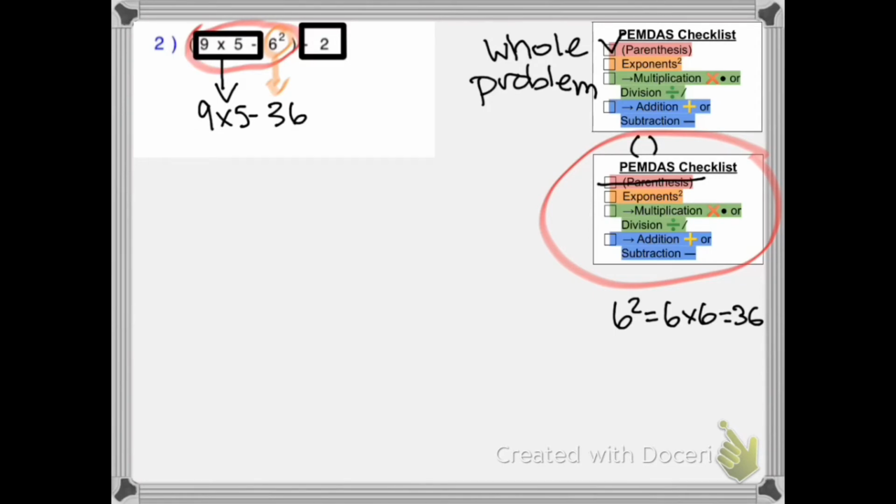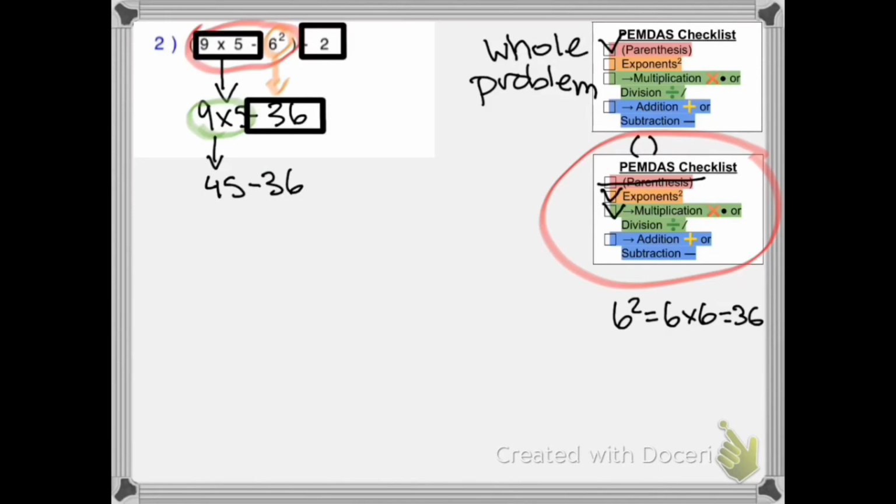All right, we're still working inside the parentheses. We are done with exponents. Now we're on our multiplication and division. And I see multiplication and division right here. I can put a black box around the rest of the problem. 9 times 5 is 45. I'm going to rewrite everything that's inside that black box. I'm done with multiplication and division.